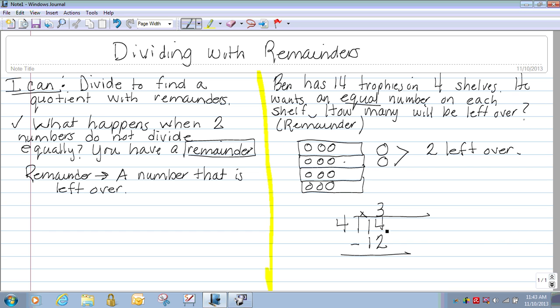Subtract. 4 minus 2 is 2. 1 minus 1 is 0, so we do not need to place a 0. Our answer is 3 with a remainder of 2. This is our remainder, and the remainder must be smaller than the divisor. Must be smaller. If it is not, your division is wrong and you probably need to check it. Push pause to write your notes.